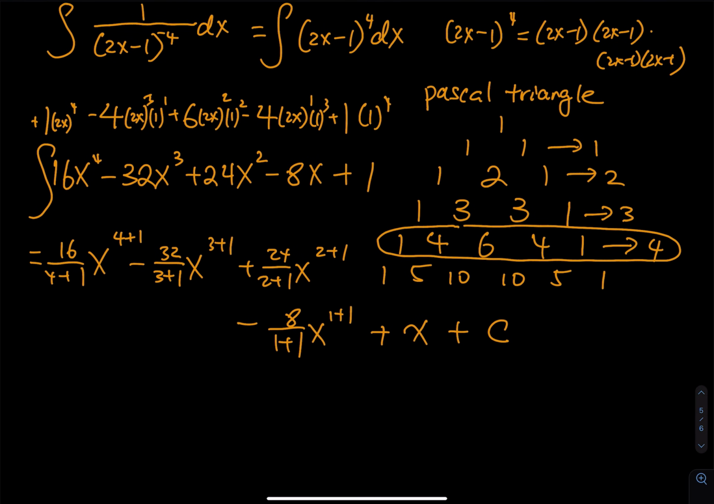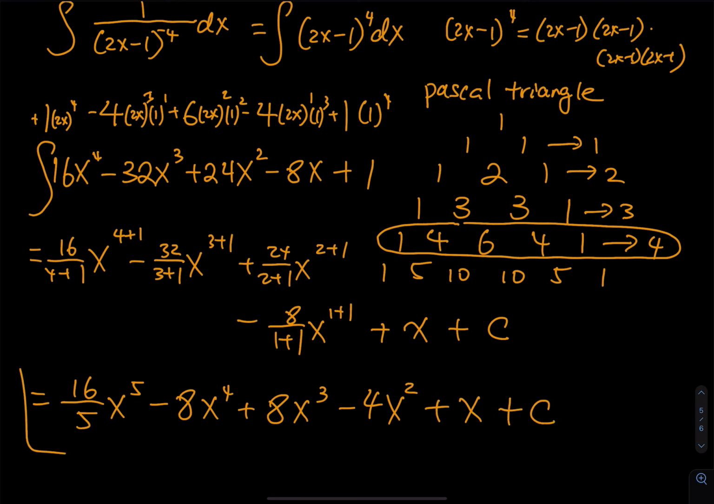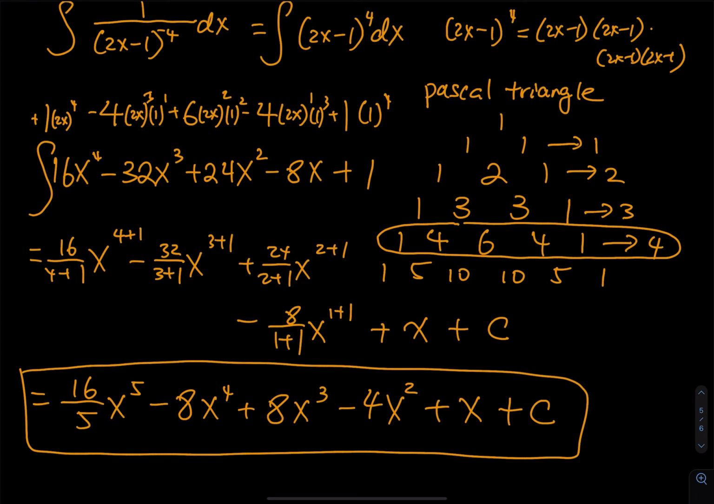So we have 16 divided by 5 times x to the 5th, minus 32 divided by 4, which is 8x to the 4th, and then 24 divided by 3 is 8x to the 3rd, and then minus 4x squared, plus x, plus c. So this is the final answer of this integral. If you take the derivative of this, you can easily get the integrand back. Oh, I almost forgot the dx.